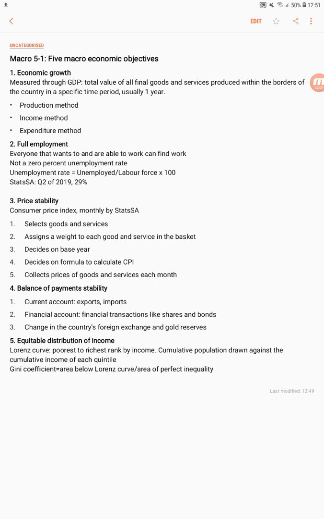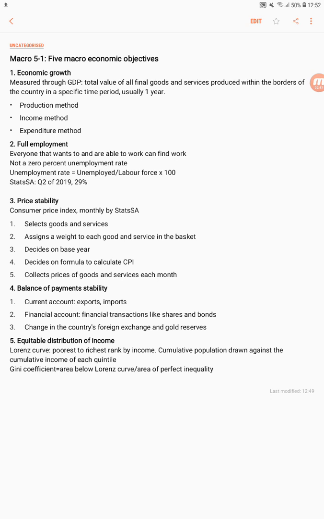The fifth and final macroeconomic objective is the equitable distribution of income. This is measured through the Lorenz Curve and the Gini coefficient. The Lorenz Curve is where the population is ranked from poorest to richest by income and divided into quintiles, or 20% each. The cumulative population is then drawn against the cumulative income of each quintile. The Gini coefficient is equal to the area below the Lorenz Curve divided by the area of perfect inequality.